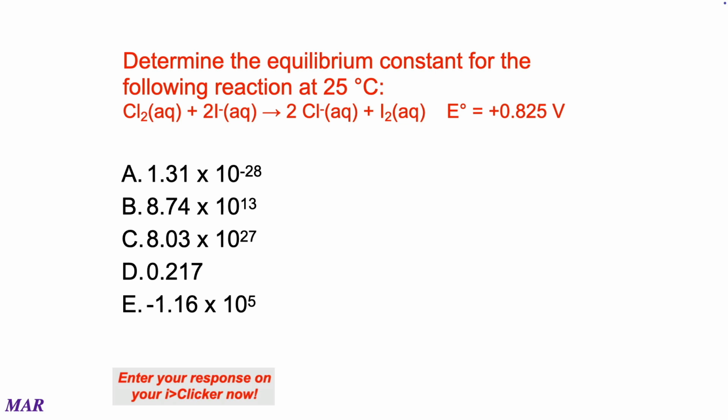This is a question where you can take an E cell value and turn it into delta G probably first, and from there turn it into an equilibrium constant K. You can also go direct from the E cell value to K if you want. Either way, see if you can figure out what the value of the equilibrium constant K is for this reaction. Play with this and we'll talk about it here in a little bit.